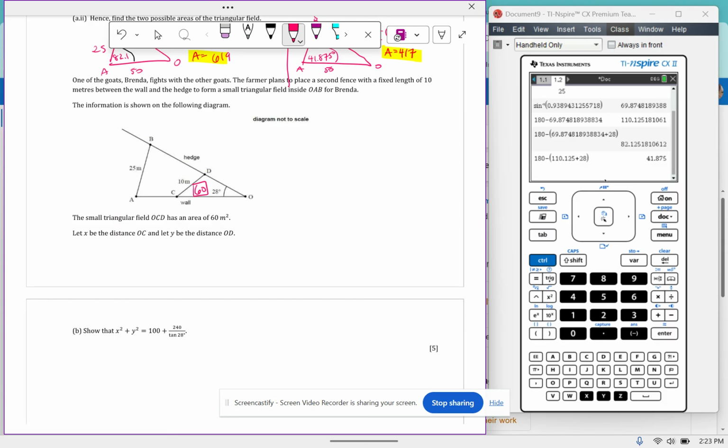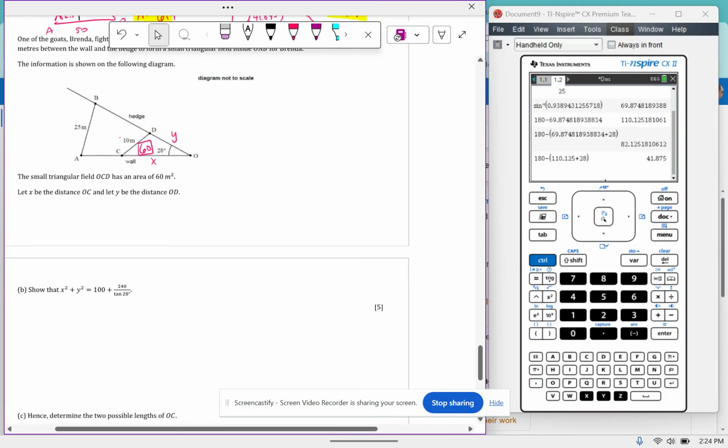So let x be the distance OC, and let y be the distance OD. No, OD is over here, sorry, OD. All right. It says show that x squared plus y squared equals 100 plus 240 over the tangent of 28 degrees. I don't know about you, but it is not clear to me where they're getting these inputs and all this kind of jazz from.